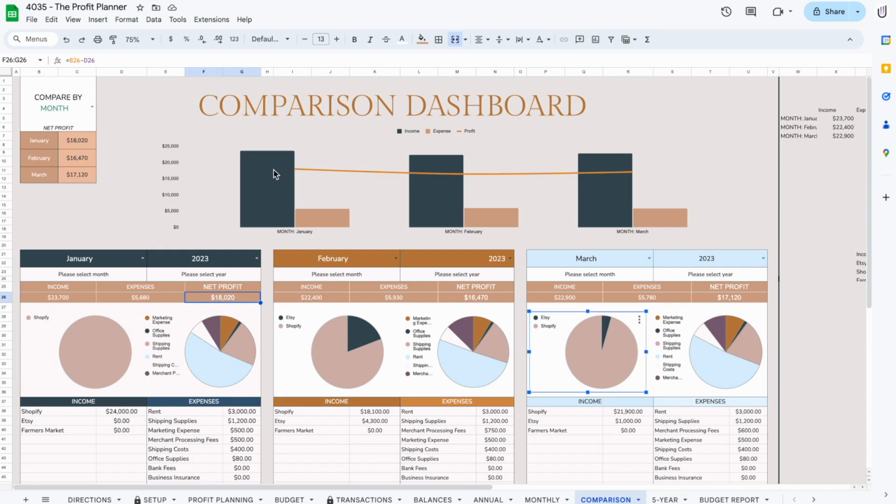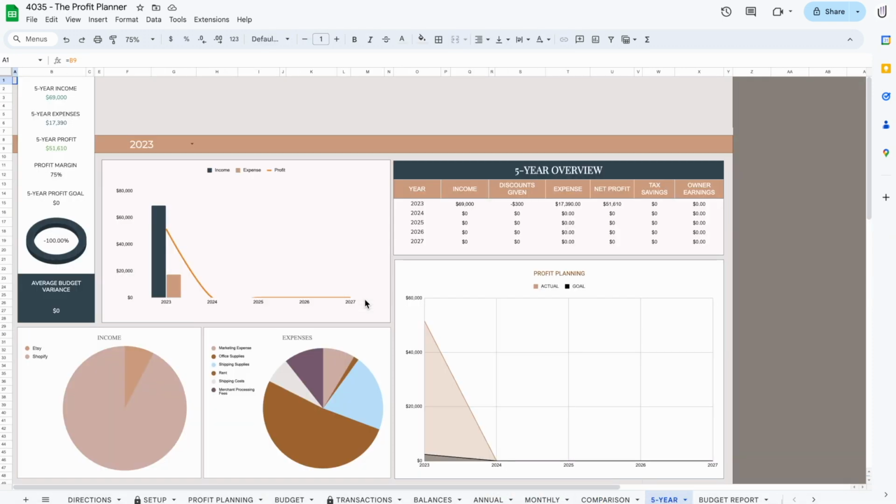The graph that you're going to see up above is really just to show you your trending line of profit. So when we're quickly looking at this, we can see our profit is pretty consistent. Our income is consistent. Our expenses are consistent. So long as you are looking at this comparison sheet and you're hitting your profit retention goals, then you're golden. You're doing great.